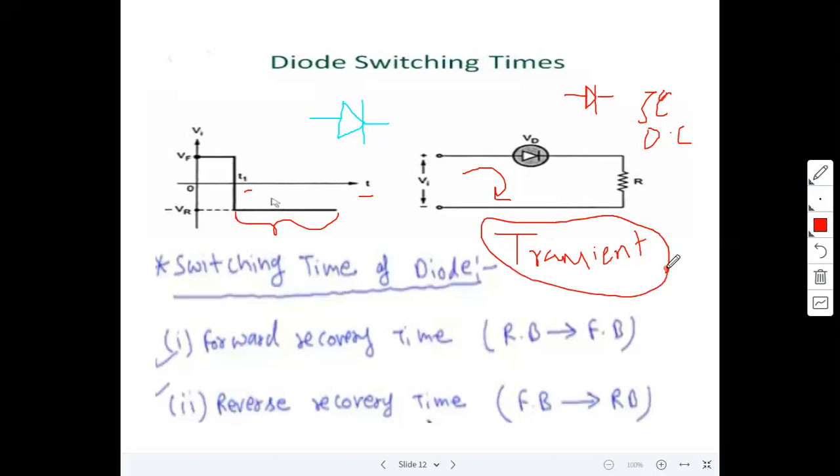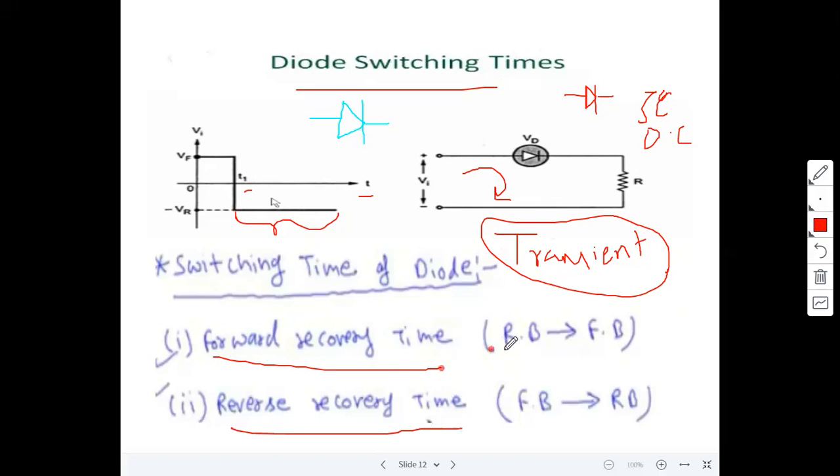The nature of a diode changing from reverse bias to forward bias, or forward bias to reverse bias, is transient behavior. That means it cannot change immediately. To analyze the transient behavior of diodes, we analyze the diode switching times. There are mainly two types of switching times: one is forward recovery time, the second one is reverse recovery time.